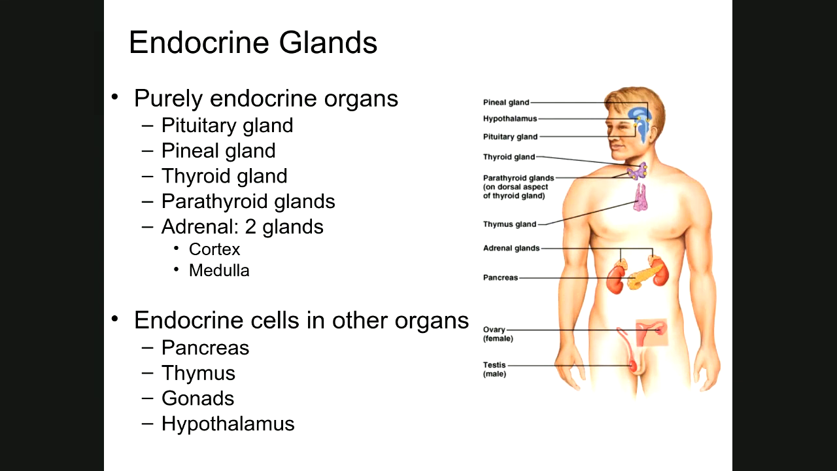And the adrenal glands are like a little hat on the top of the kidney. There are two parts of the adrenal gland, the cortex and the medulla.